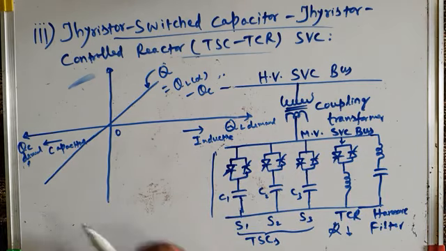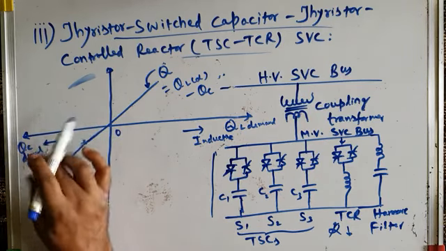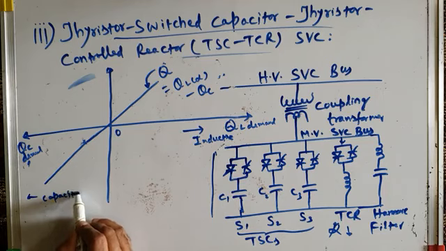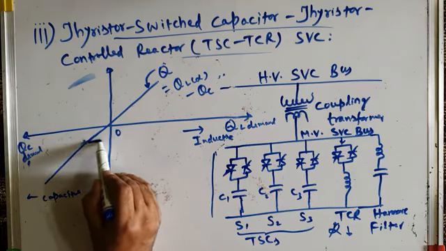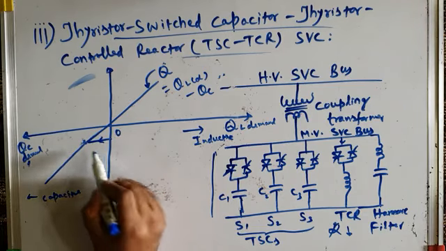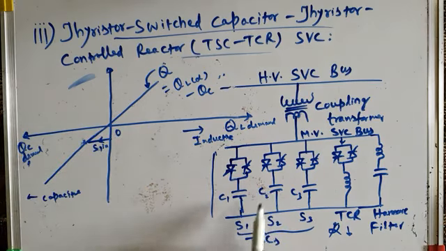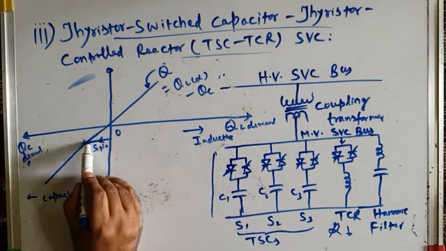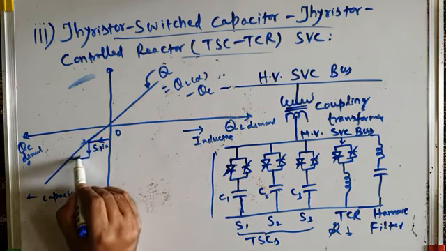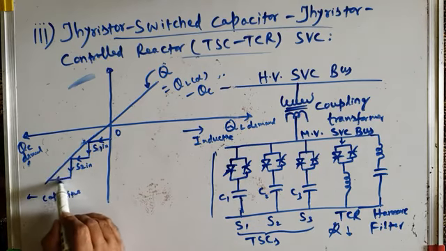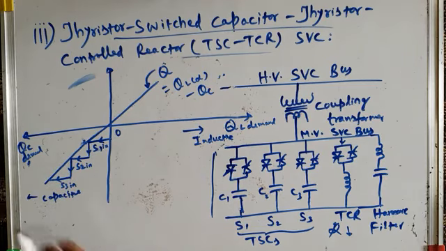And how is it done? Here it shows it is done linearly, but it is not; it is done something like this. You can see, I can show it here, the capacitive operation, capacitive range. It is done like this. First, C1 or S1 is switched in. Okay, S1 means this switch is switched in. Then S2 is switched in, and then maybe after some time S3 is switched in. This means switching in of TSC branches depending upon the requirement.